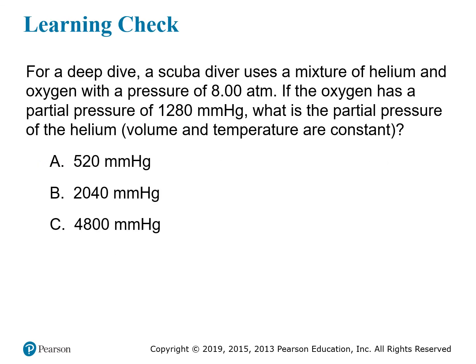Another scuba diving example. For a deep dive, a scuba diver uses a mixture of helium and oxygen with a pressure of 8 atmospheres. If the oxygen has a partial pressure of 1,280 millimeters of mercury, what is the partial pressure of the helium? Okay. So in this case, the only confusing thing might be to recognize that this pressure of 8 atmospheres really is talking about the total pressure of the mixture. It's not just the pressure of the oxygen or helium alone, it's the total pressure of the mixture.